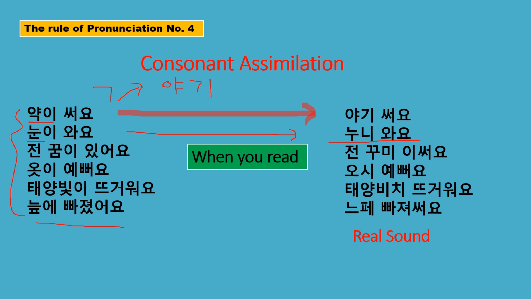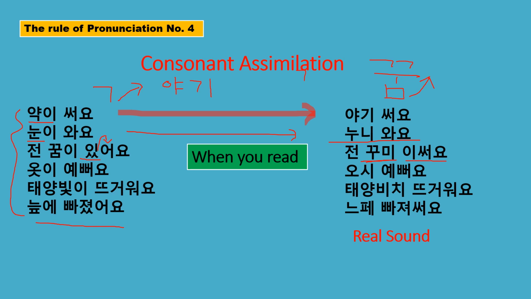Alright, and 전 꿈이 있어요. 전 꿈이 있어요. Okay, 꿈이, the consonant 미음 jumps up. Okay, to 이. Okay, so 꿈이 있어요. The double 쌍시옷 jumps up. Okay, here, right? 있어요.